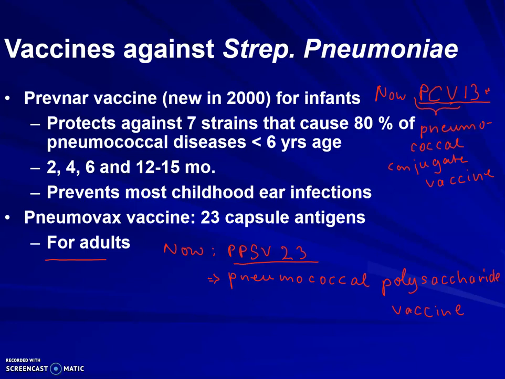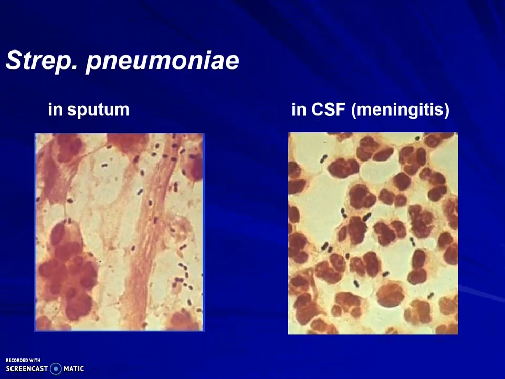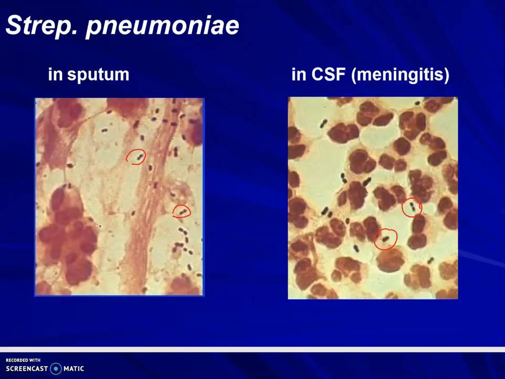And for adults, the new vaccine is called PPSV23. PPSV stands for pneumococcal polysaccharide vaccine. And again, this one is mostly recommended for adults. Here is somebody with Streptococcus pneumoniae in the sputum. You see the Diplococci right here. And here is the cerebrospinal fluid of somebody that has meningitis from Streptococcus pneumoniae. And again, you can see the Diplococci right here.